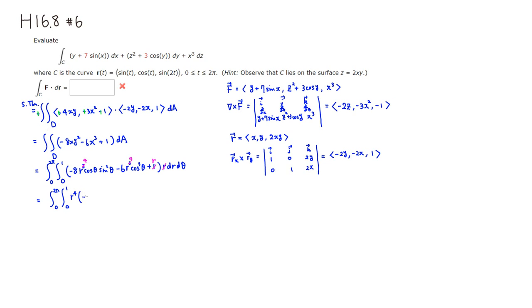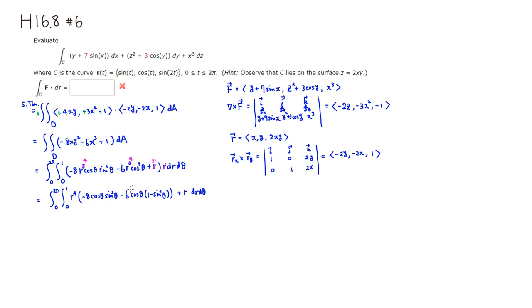Then you have negative 8 cosine of theta sine squared of theta, and a minus 6. Then I'm going to write it this way. I'm going to write a cosine of theta, and then you have a cosine squared, so I'm going to write it as 1 minus sine squared using a trig identity. And then here we have r left over, so it's going to be plus r. Then you have a dr d theta.